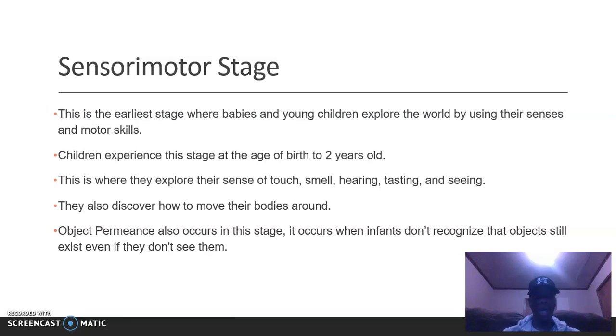Object permanence also occurs in this stage. It occurs when infants don't recognize that objects still exist even if they don't see them. Say if you give a child a toy and then you take it away, they won't recognize that the object exists anymore because they don't see it.